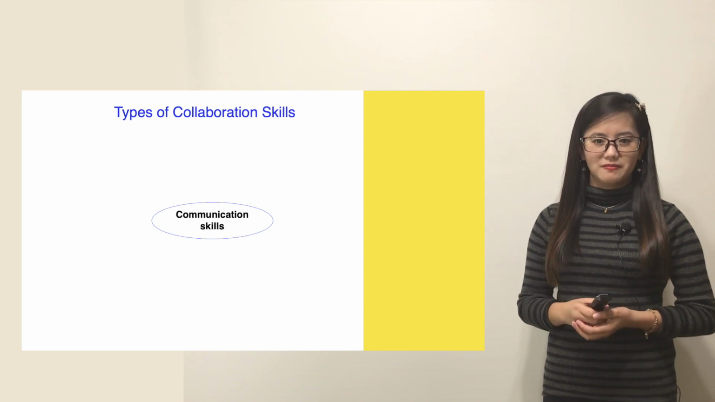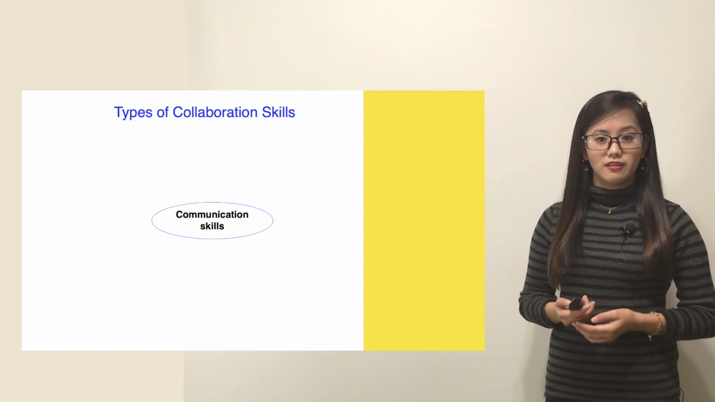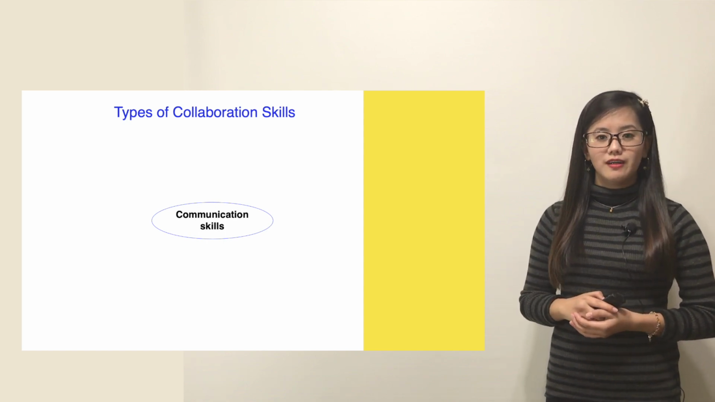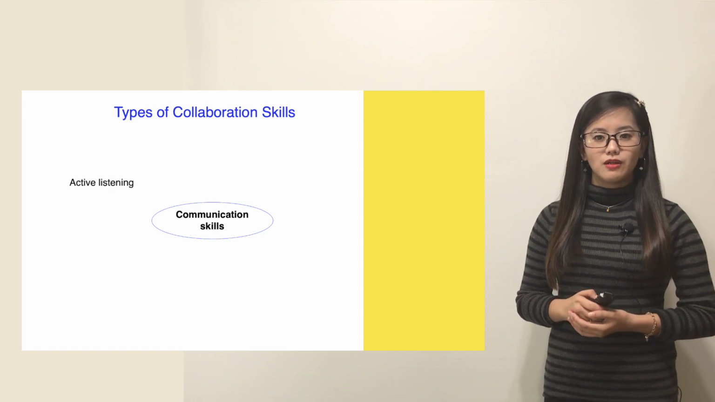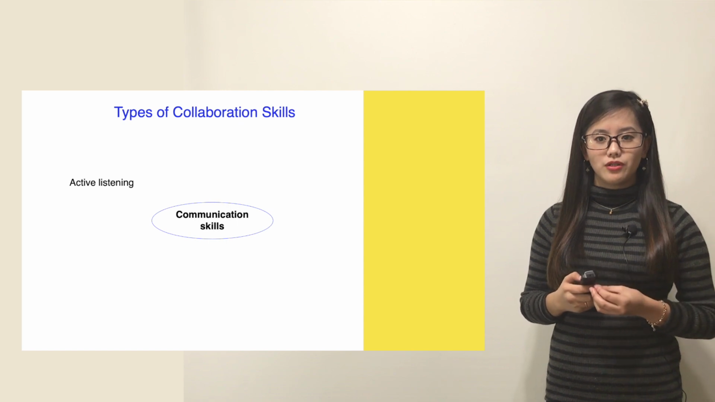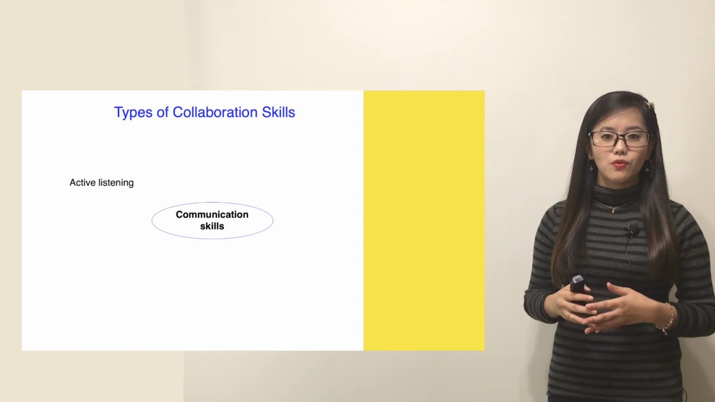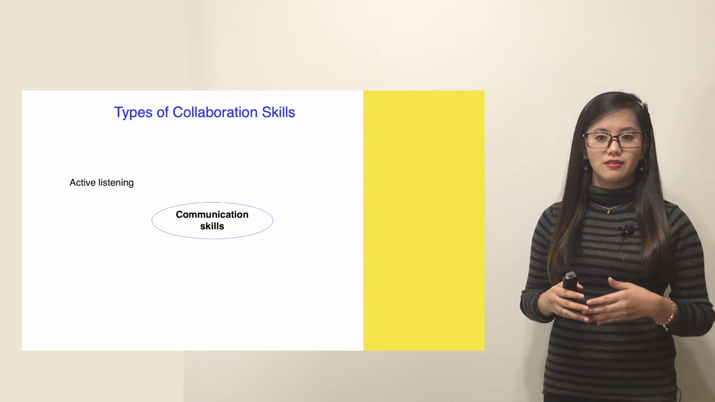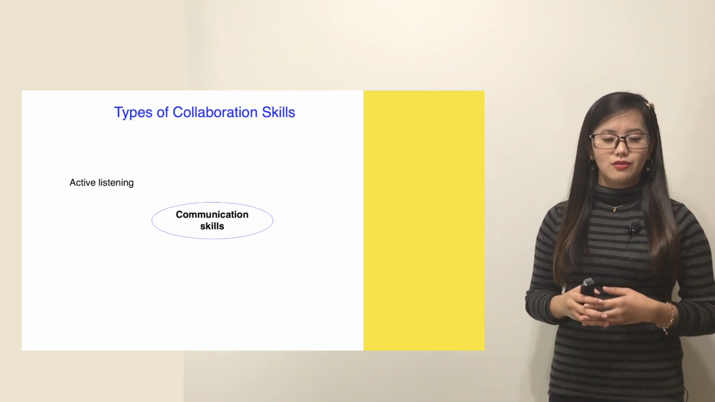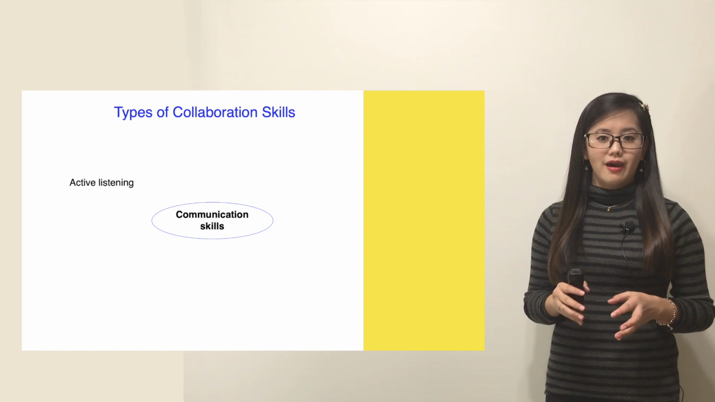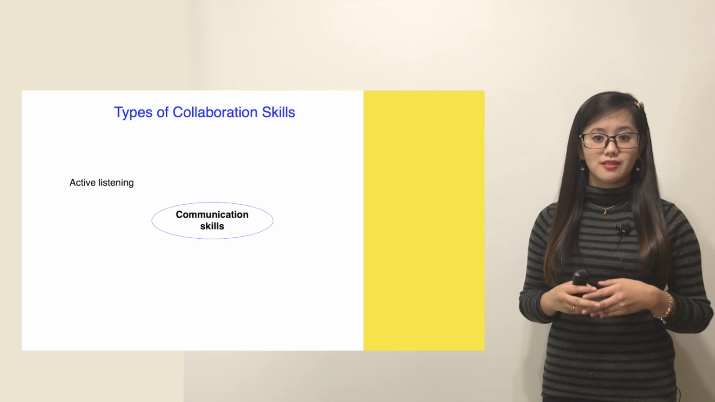So these communication skills are essential collaboration skills, for example, active listening. Active listening goes beyond hearing the words your members are saying. It means listening without judgment and ensuring you understand the meaning behind what they say. So if you do not understand, ask for clarification and take time to summarize what they said before moving on.